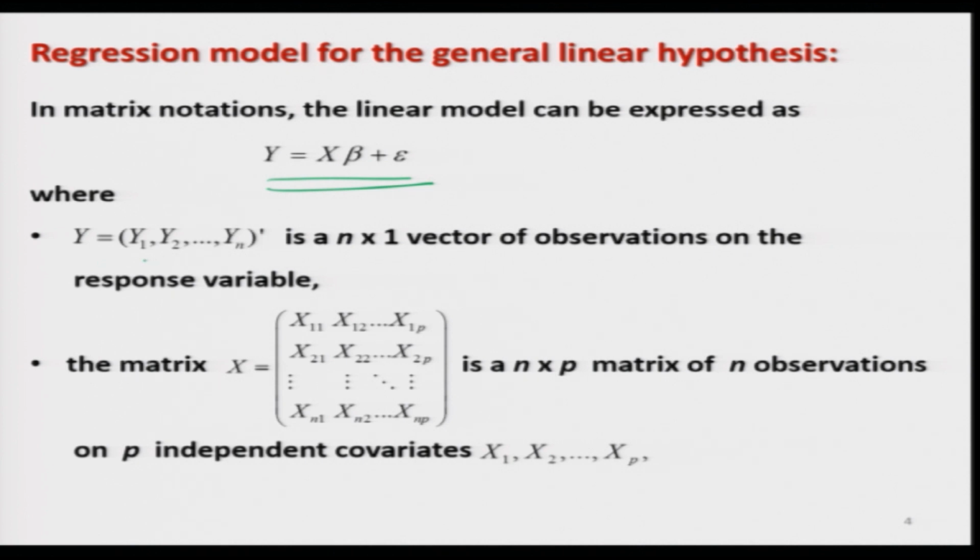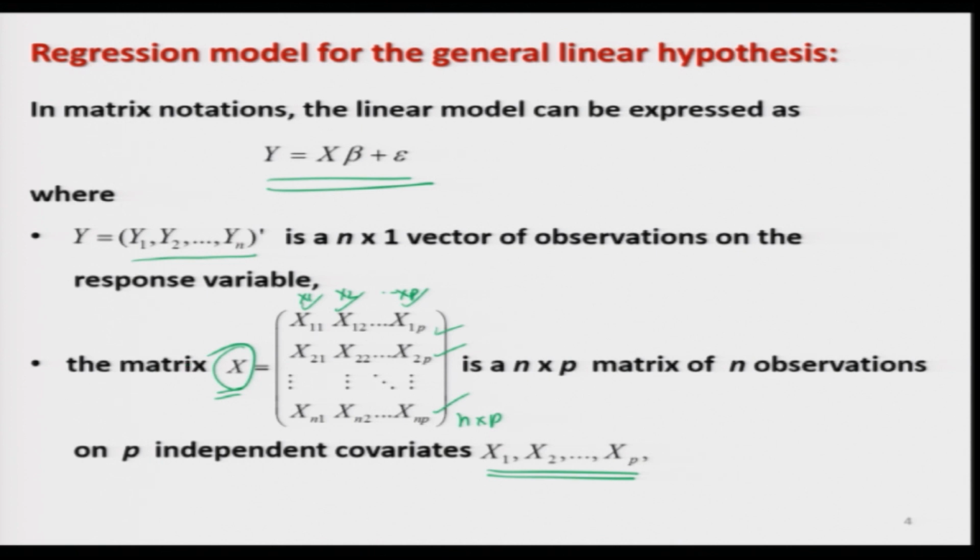where y is the n cross 1 vector of the observations y1, y2, yn on the response variable, and this matrix X is an n cross p matrix. You can see there are 1, 2 up to n rows, and 1, 2, 3 up to p columns. This indicates that you have p independent covariates x1, x2, up to xp, and you collect a number of observations on each of these independent variables. All those observations have been clubbed together and written in the form of an n cross p matrix, indicated by capital X.